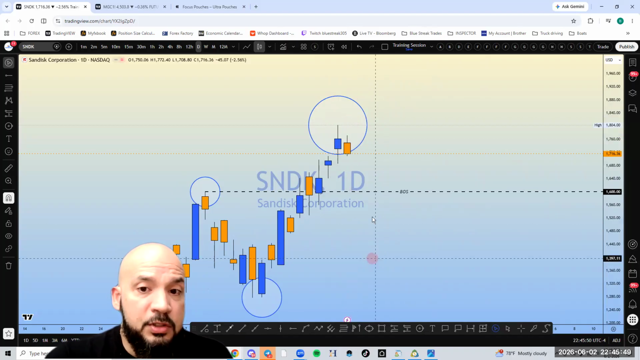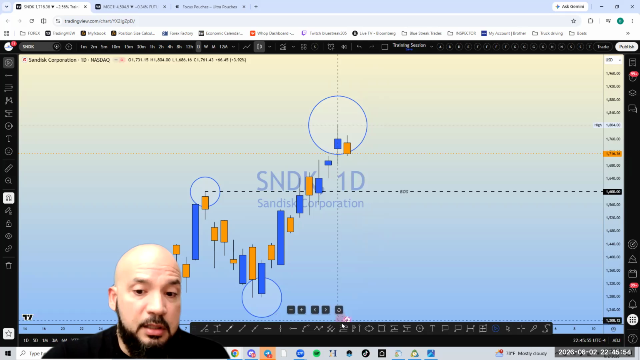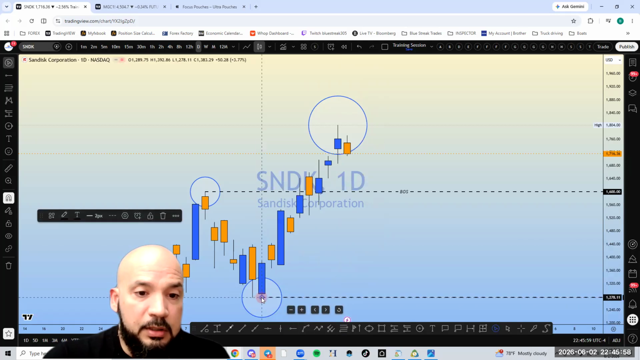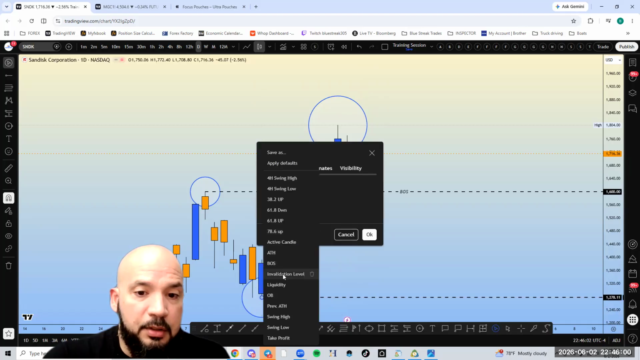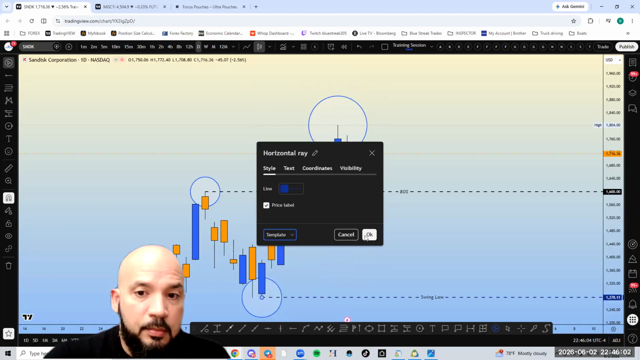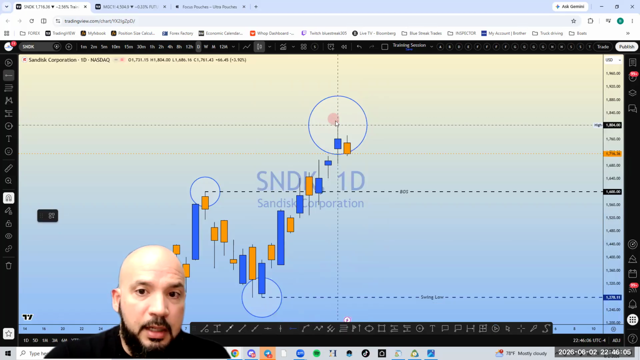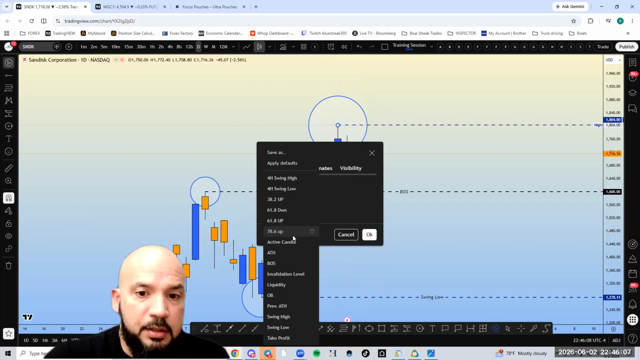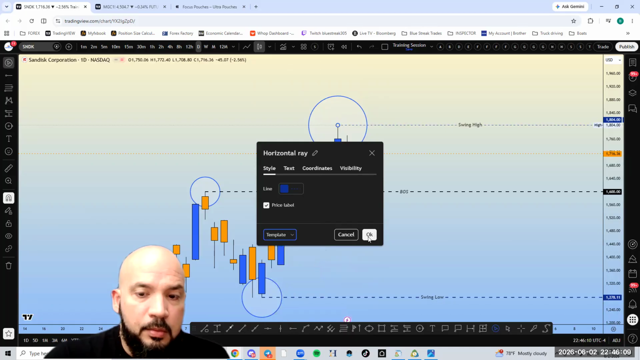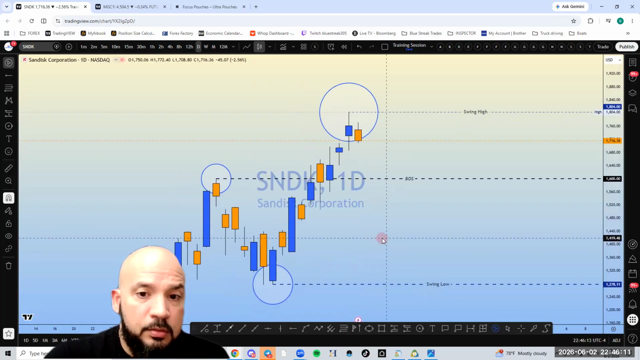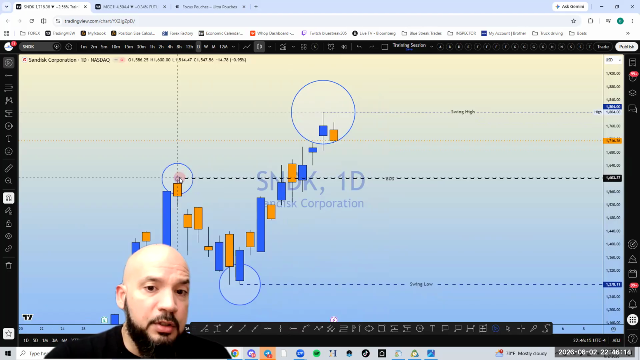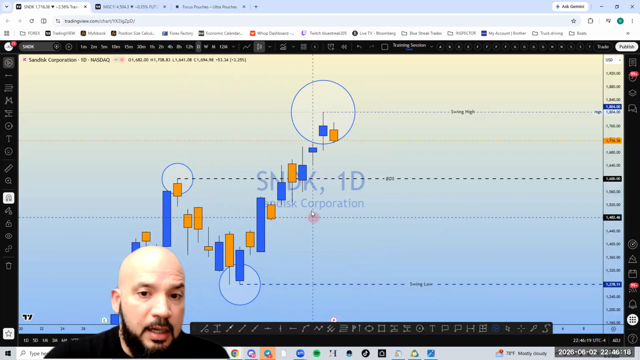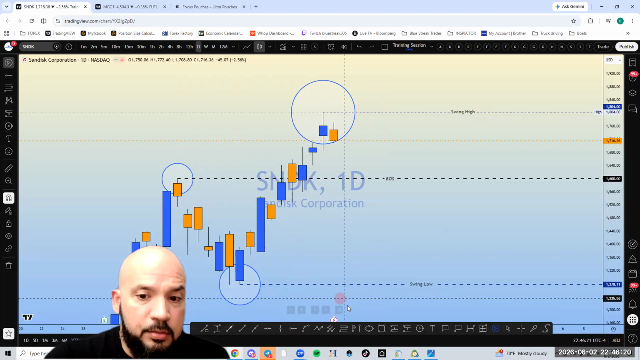Because the market is closed right now on the daily, we can see that the low is here. So let me mark that out. We can see that the swing low is down here, and the swing high is up here. Very simple. So I see that the break of structure is right here, so I mark that out. Boom. That's fine.